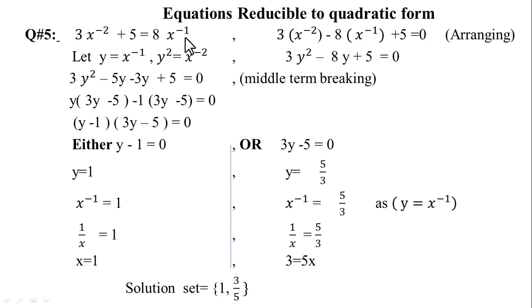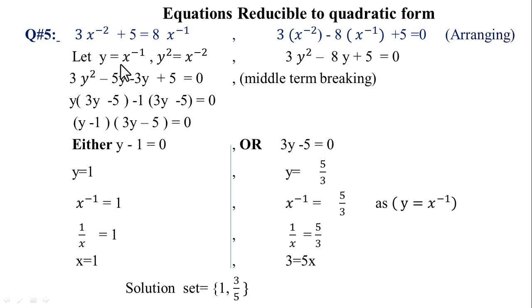First of all, rearrange the equation. So we have rearranged it in this form: 3 into x to the power minus 2 minus 8 into x to the power minus 1 plus 5 is equal to 0. After rearranging, the equation is 3x to the power minus 2 minus 8x to the power minus 1 plus 5 is equal to 0.